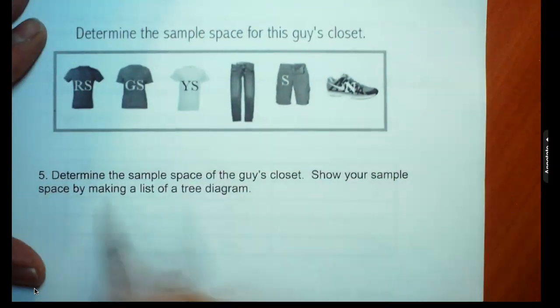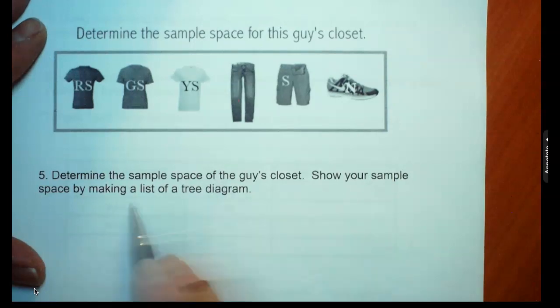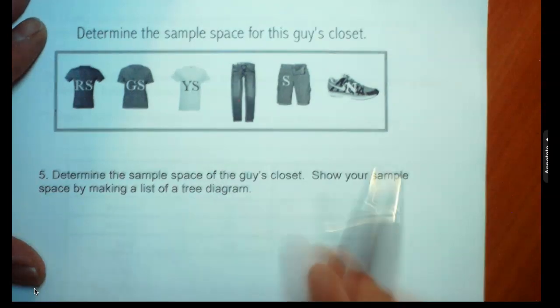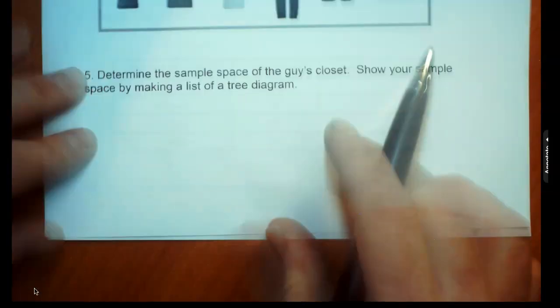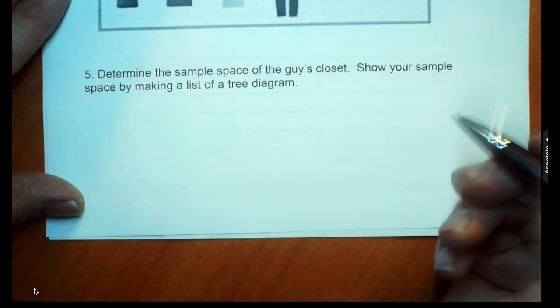All right, determine the sample space of the guy's closet. Show your sample space by making a tree diagram. So it looks like we've got a red shirt, green shirt, yellow shirt. We've got some pants, some shorts, and some sneakers.